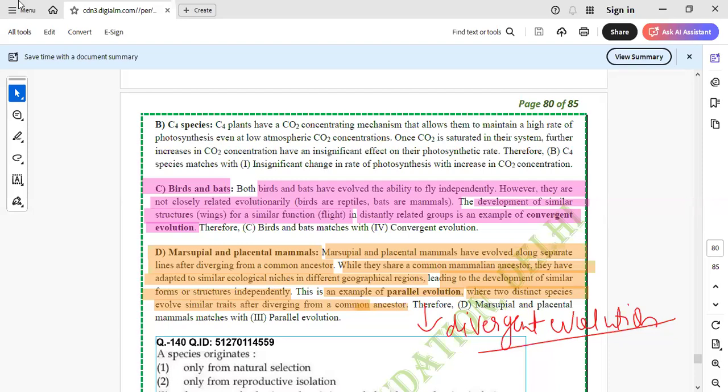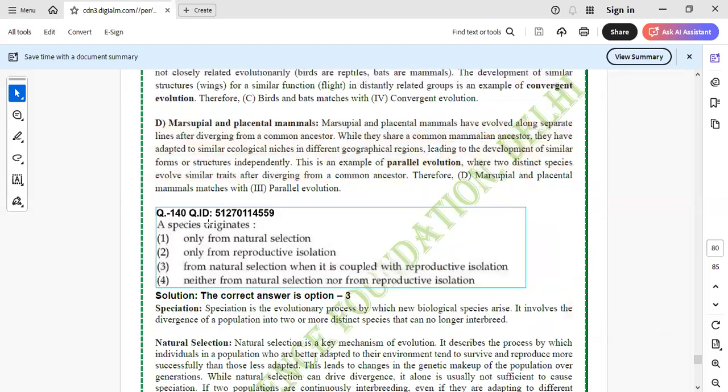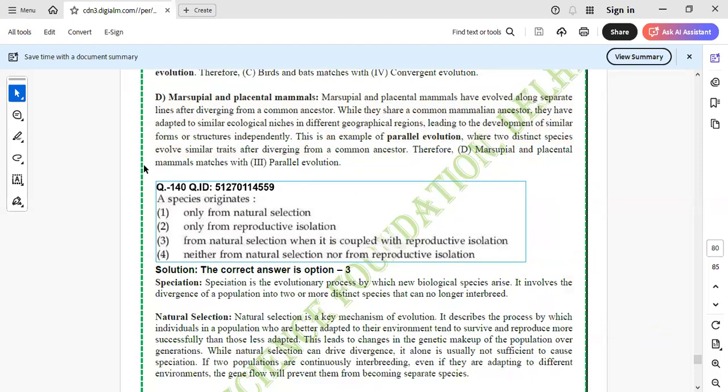The last objective question, let's have a look, and after that we will go to the passages. This was a very simple question. That day when I was teaching you ecology, I told you that when we say a species originates, the origin of a species basically involves reproductive isolation as well as natural selection. Without both of them, it cannot happen. So third would be the correct answer: natural selection when it is coupled with reproductive isolation. I will not go only with natural selection or only reproductive isolation.